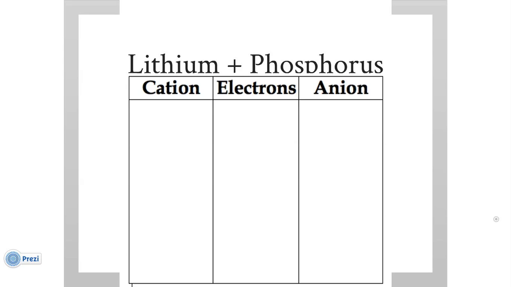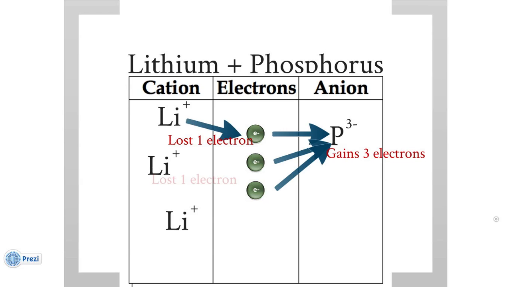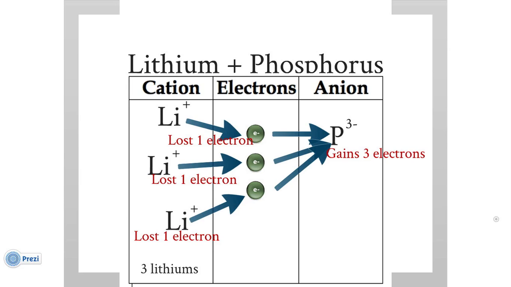Lithium and phosphorus. So we're going to start with the phosphorus anion with a charge of -3, which is greater magnitude than the charge of +1 for lithium. The phosphorus anion will gain 3 electrons. Each of the 3 electrons is going to come from a lithium cation. Each lithium cation loses 1 electron. We have 3 lithiums, we have 1 phosphorus, giving us a formula of Li3P, lithium phosphide.